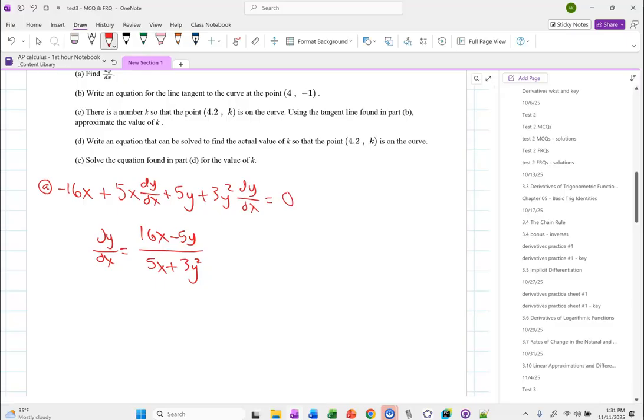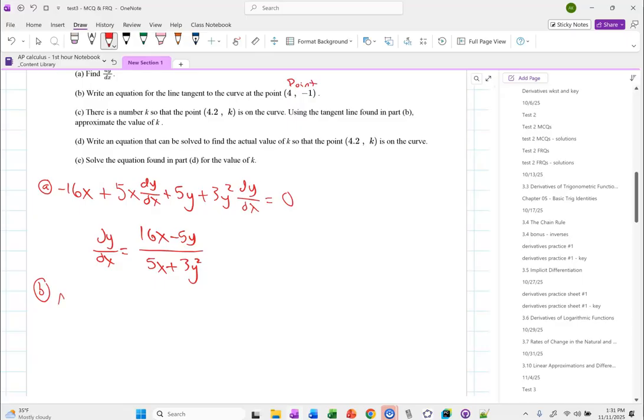Okay. Part B says write an equation for the line tangent to the curve at the point (4, -1). So to write the equation for a line, I need two things. A point and a slope would be the other thing. Finding a second point on the line that we don't know where it is going to be rough. But point and a slope we can do. So the point is obviously given to us. How are we going to find the slope?